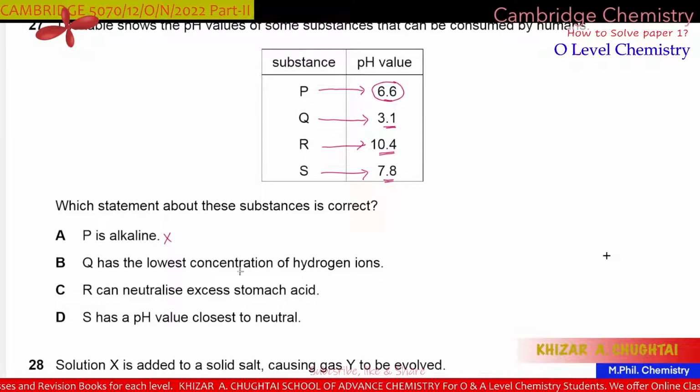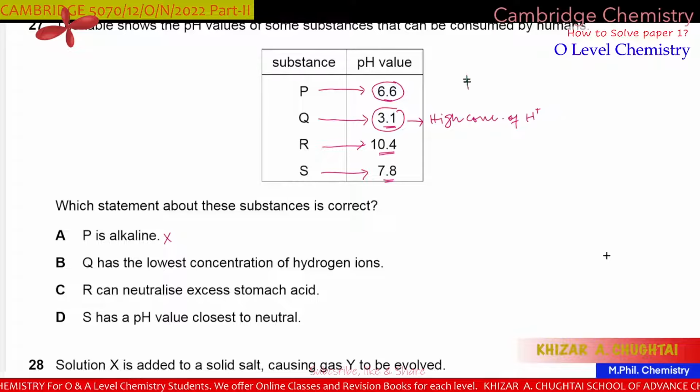B, Q has the lowest concentration of the hydrogen ion. No, its lower pH means it has a high concentration of H positive ion. Actually, pH is inversely proportional to the concentration of H positive ion. Just remember this formula, you can say that is the tip or trick. So pH is inversely proportional to the H positive ion.